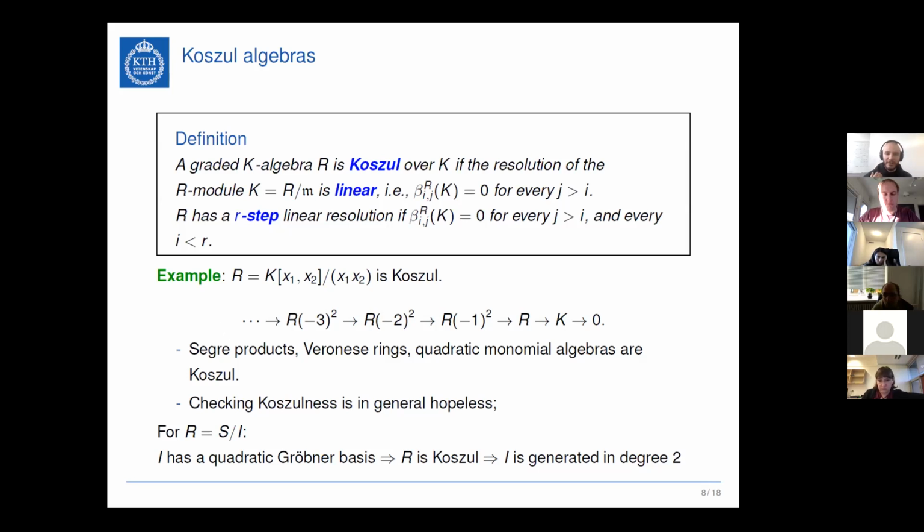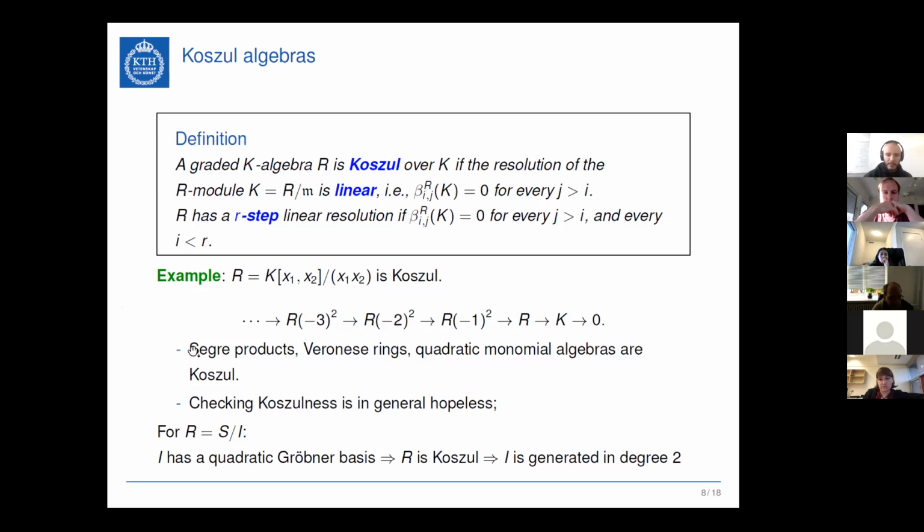But this already tells you something morally important: testing if an algebra is Koszul is, in general, infeasible, it's impossible, because we are looking at a resolution that is not finite. So either we find stronger criteria or we just can't do it. And there are examples of algebras which fail the linearity, so whose residue field fails to have an R-linear resolution in arbitrarily high homological degree. So it's not that you can say, I checked for high enough homological degree and now I'm good. No, this is not going to work.